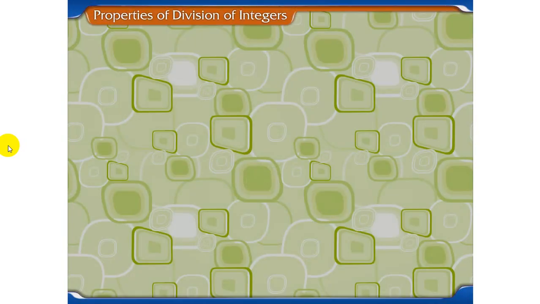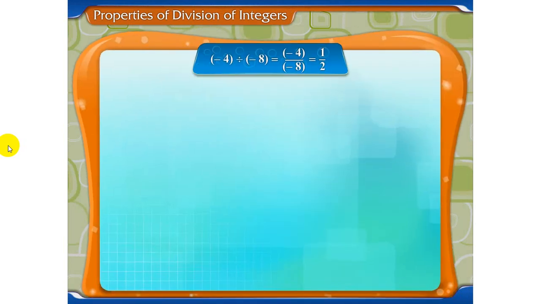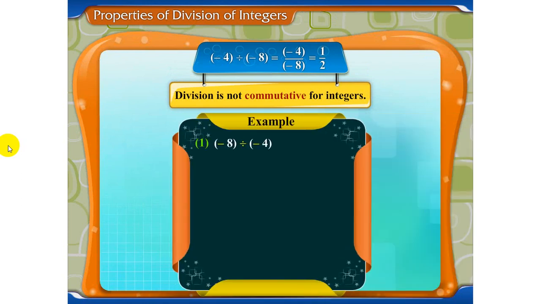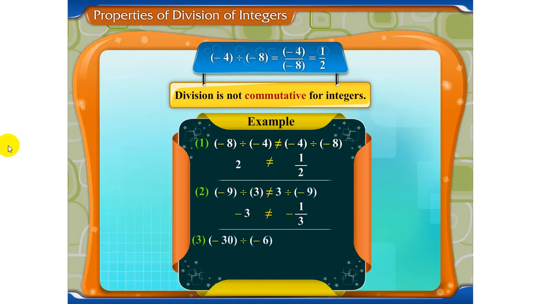Properties of division of integers. We know that integers are not closed under division. Also, we know that division is not commutative for integers. Minus 8 divided by minus 4 is not equal to minus 4 divided by minus 8. Minus 9 divided by 3 is not equal to 3 divided by minus 9. Minus 30 divided by minus 6 is not equal to minus 6 divided by minus 30.